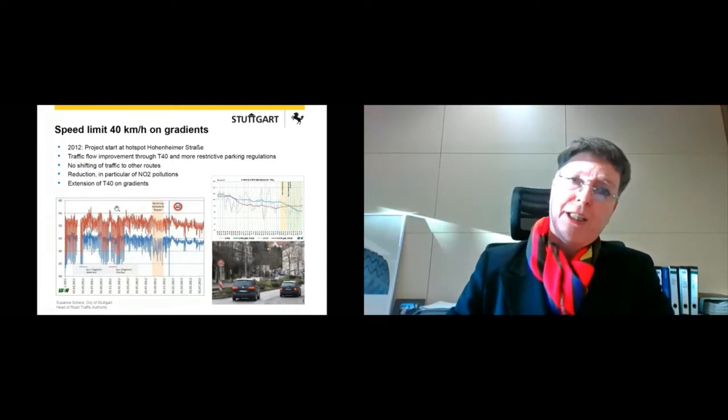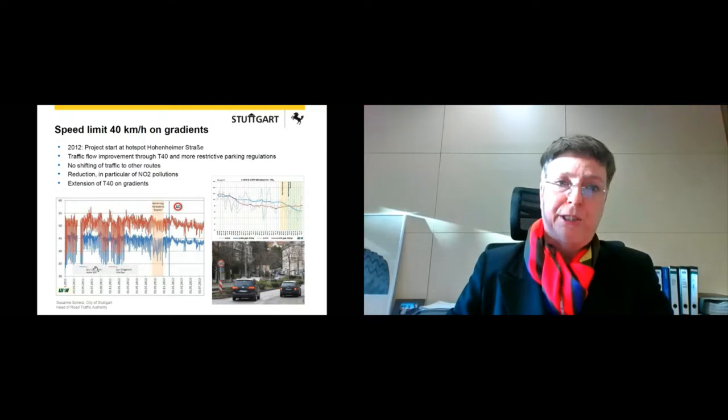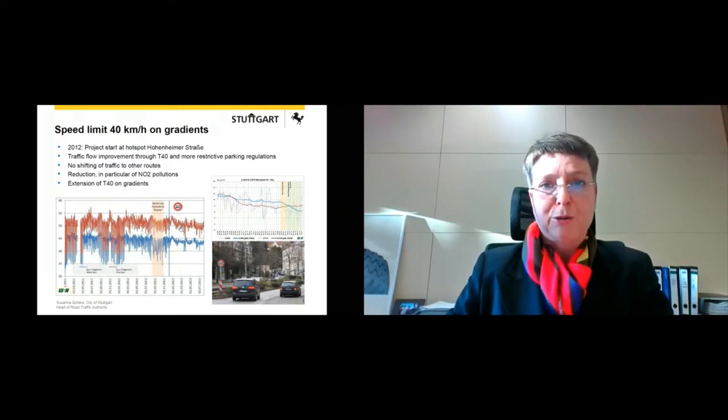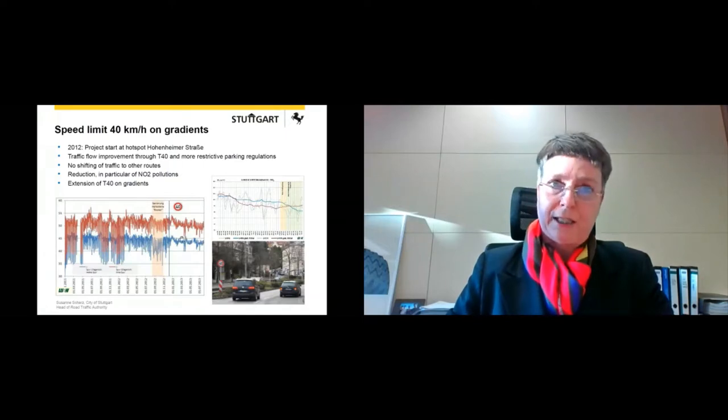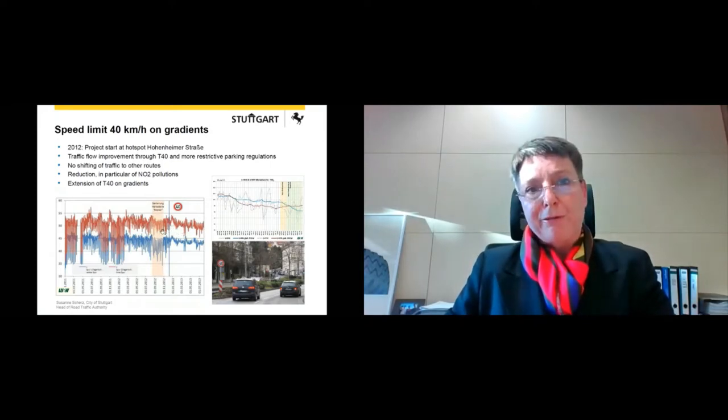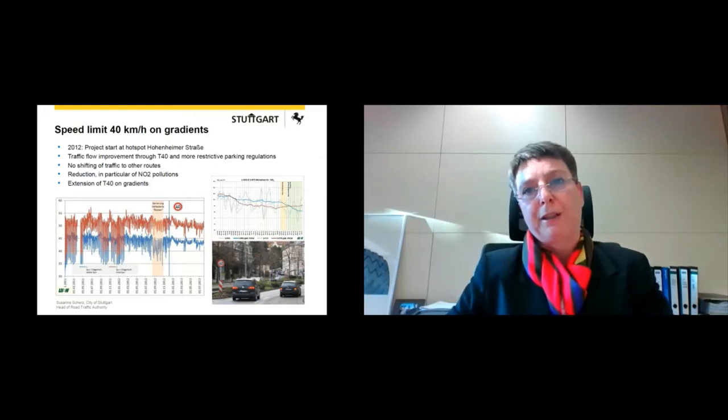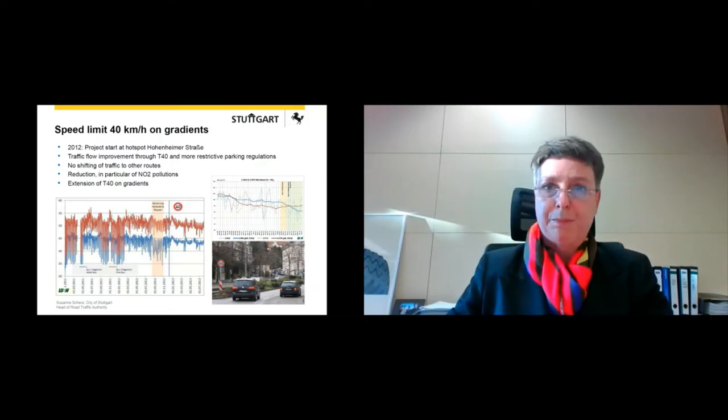And if you look at the picture here below, you see the speed differences before this speed limit, in blue for the right lane of the street and in red for the left lane. And you see that with 40 kilometers per hour, the speed differences have decreased and we have achieved a significant harmonization of the traffic flow. As a result of this, we have a significant reduction in NOx and nitrogen dioxide. So this reduced about 7 to 9%. Outgoing from this experience, we came up with a speed limit on all gradients we have in the Stuttgart Valley Basin. So these roads came up to 36 kilometers all in all.